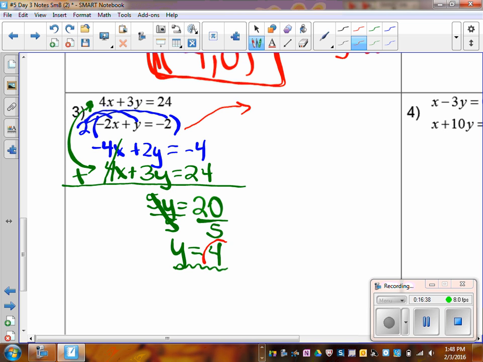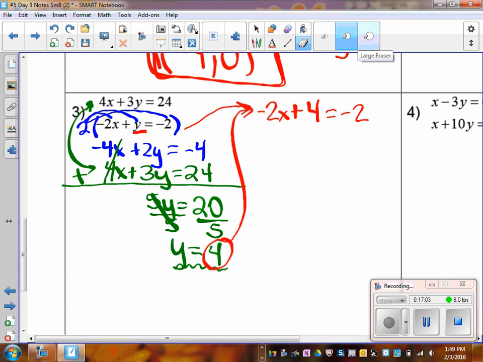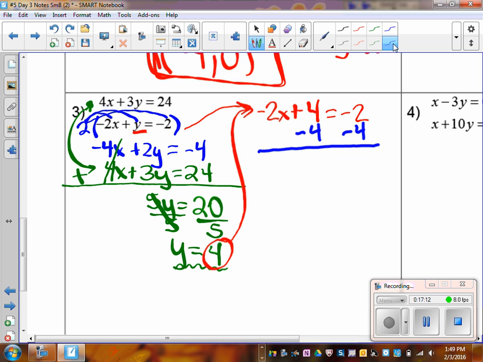Alright, so I'm going to take my y here and put it in for y in my equation. So negative 2x plus y, and y is 4, equals negative 2. So again, instead of writing y, I'm putting what y is, it's actually 4. So now I need to get x by itself. So I subtract 4 from both sides. So I have negative 2x. Positive 4 and negative 4 cancel out. Negative 2 minus 4 is negative 6.